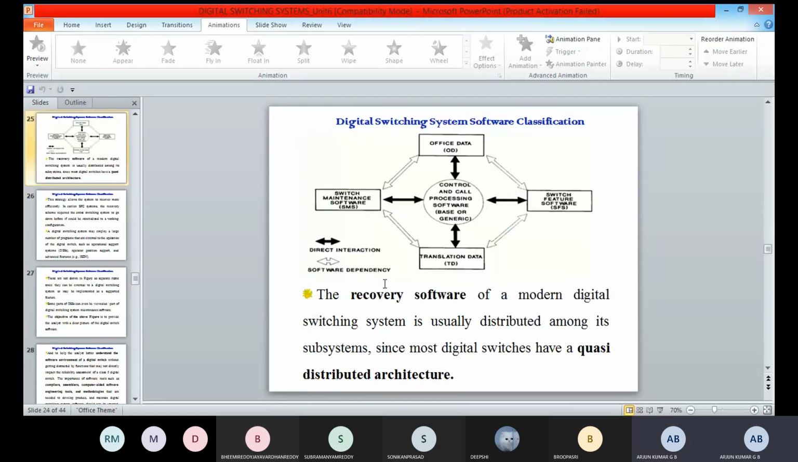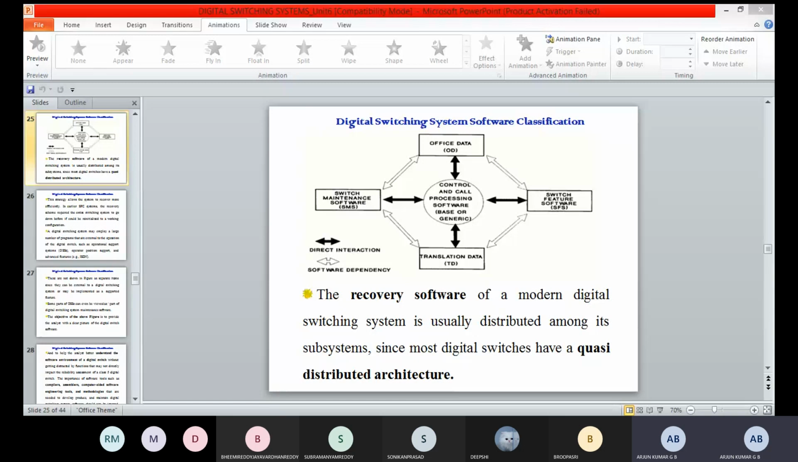We can observe here the classification in this block diagram. See the detailed switching system classification. Initially there is office data, translation data, software, then switching feature softwares and switching maintenance softwares. Inside, the control and call processing software is the basic, generic one, with direct interactions and software dependency.